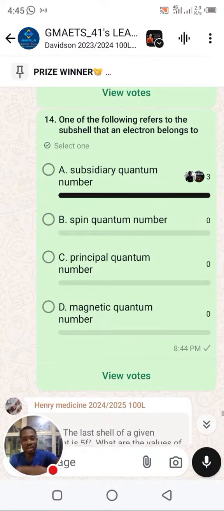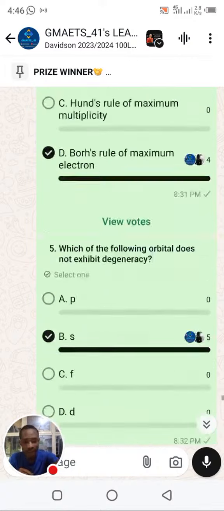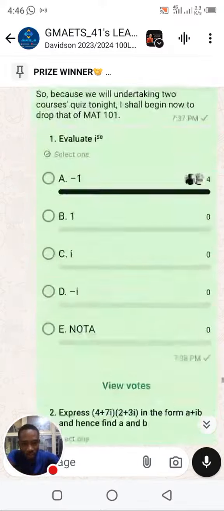This takes us to question number 14. We are approaching the end because we actually have 15 questions from this topic that we consider. One of the following refers to the subshell that an electron belongs to? The correct answer is subsidiary quantum number. You see, an examiner can use different names. I think this particular question 14 is actually the same as question 1, if I'm not mistaken.